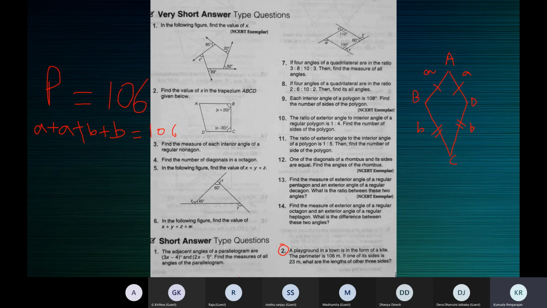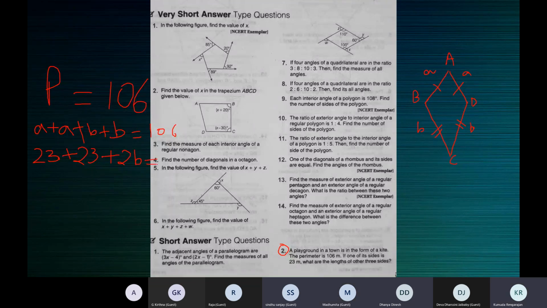Now, one side is given. One side is 23 meters. So supposing A is 23, you can take A or B, we don't know. So supposing we take A as 23. If AB is 23, AD is also 23, right? Yes, ma'am. So 23 plus 23 plus 2B is equal to 106.